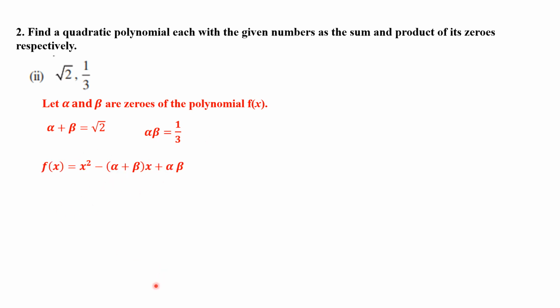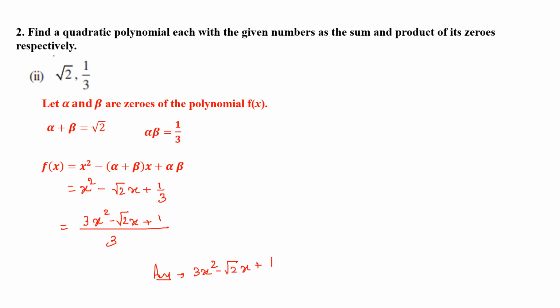So f of x equal to x square minus alpha plus beta whole x plus alpha into beta. Now I have to put the values. So it will be x square minus root 2x plus 1 by 3. Now I have to take LCM again. So LCM will be 3. So it will become 3x square minus root 2x plus 1. So your polynomial will be 3x square minus root 2x plus 1. This is only your answer. Okay. Now moving to next question.